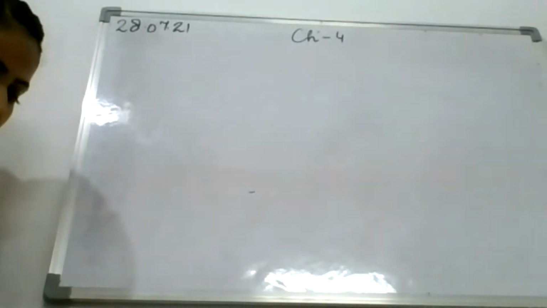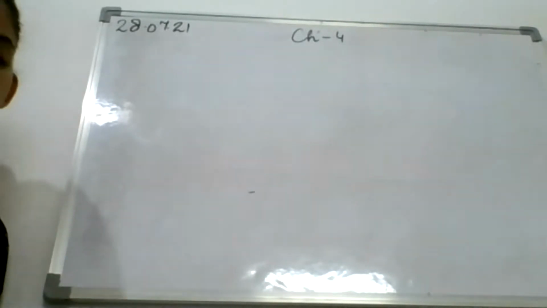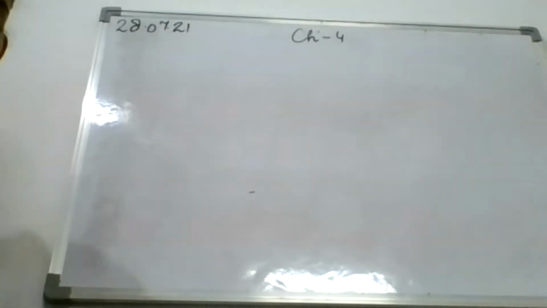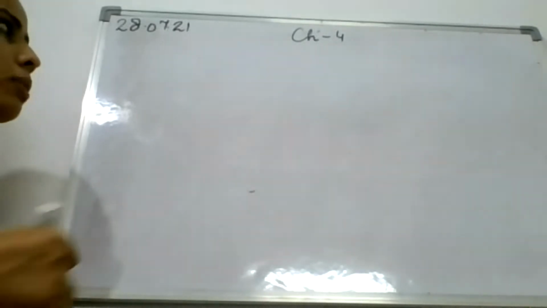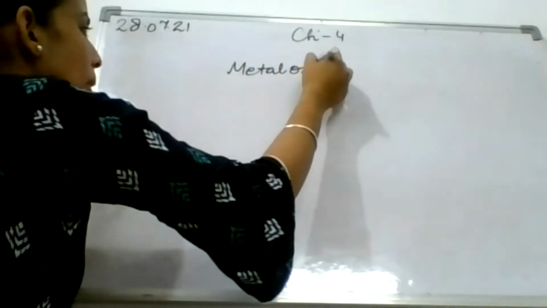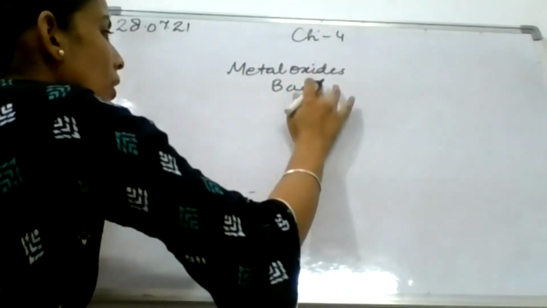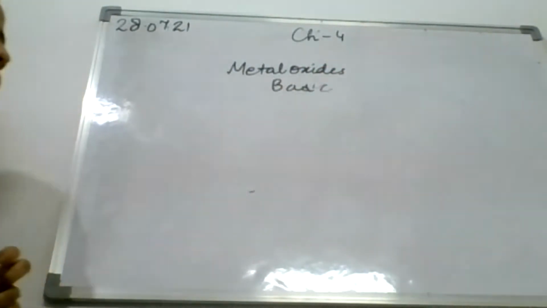We are doing chapter number 4, and in the last lecture we discussed the chemical properties of metals and non-metals. In that topic we discussed how metals react with oxygen. It produces metal oxides. Clear? And these metal oxides are basic in nature, and they turn red litmus to blue. Okay.